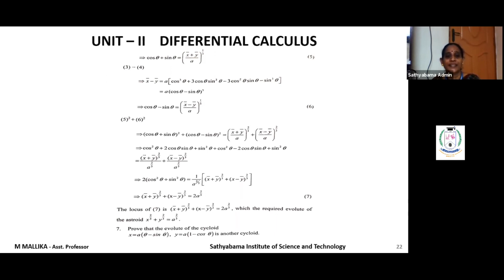Only then your theta will get eliminated, and you will be getting the final equation as (x bar plus y bar) the whole power 2 by 3 plus (x bar minus y bar) the whole power 2 by 3 equals 2a power 2 by 3. Then replace x bar and y bar as x and y. You will be getting the answer as (x plus y) the whole power 2 by 3 plus (x minus y) the whole power 2 by 3 equals 2a power 2 by 3.